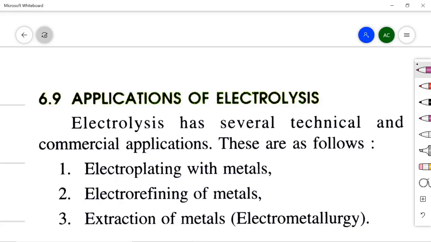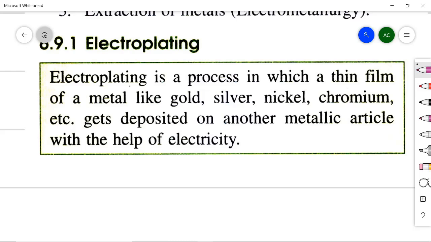So students, starting from the new topic, that is application of electrolysis. So today we will go through this topic, that where electrolysis is used. So first one is electroplating with metals. What is electroplating? Let's see the definition.